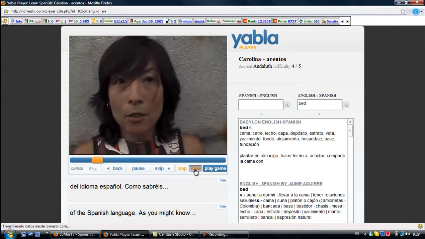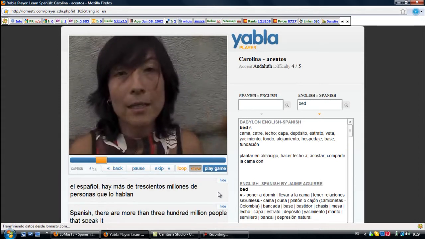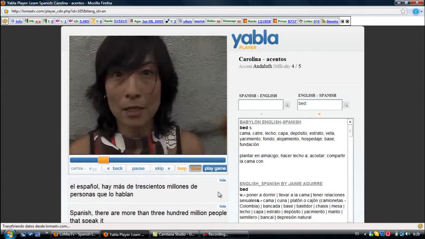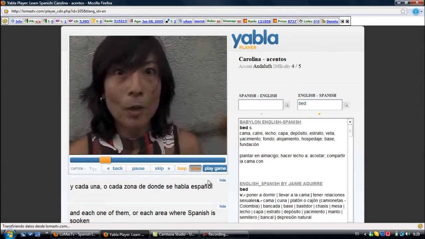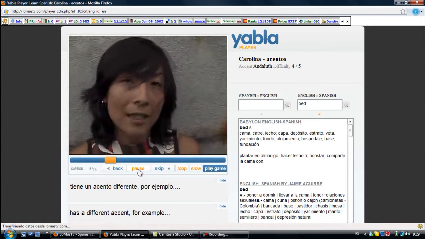Del idioma español. Como sabréis, el español hay más de 300 millones de personas que lo hablan, y cada una o cada zona de donde se habla español tienen un acento diferente.